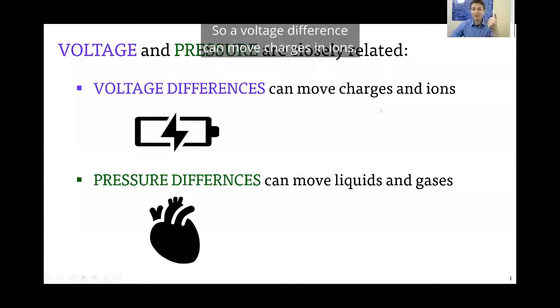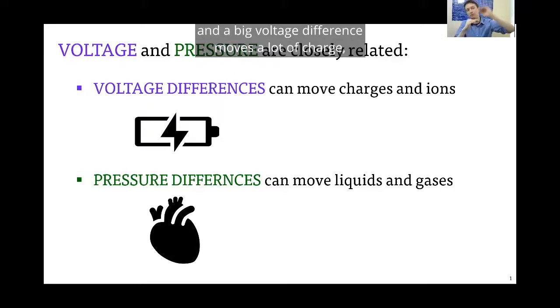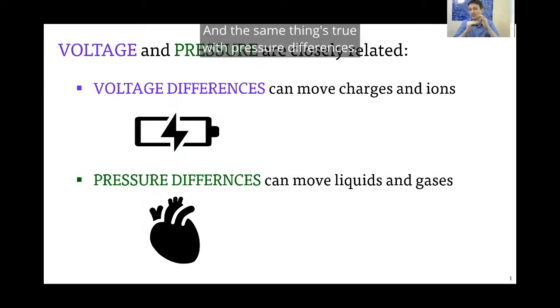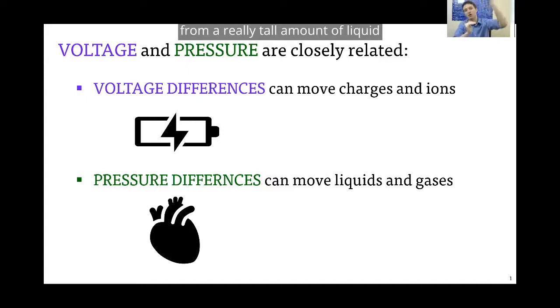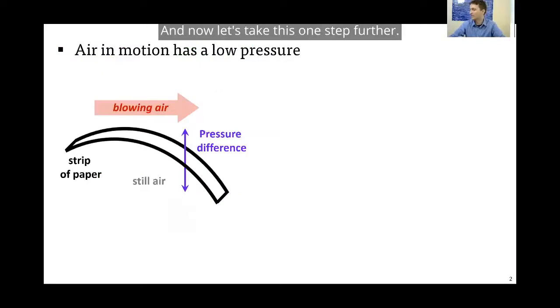So a voltage difference can move charges and ions, and we saw a little voltage difference moves a little bit of charge, and we saw just an orangish glow, and a big voltage difference moves a lot of charge, and we saw a bright white spark. The same thing's true with pressure differences. A little pressure difference, in this case from the height of a liquid, created a little trickle of liquid, but a big pressure difference from a really tall amount of liquid results in a really strong stream.